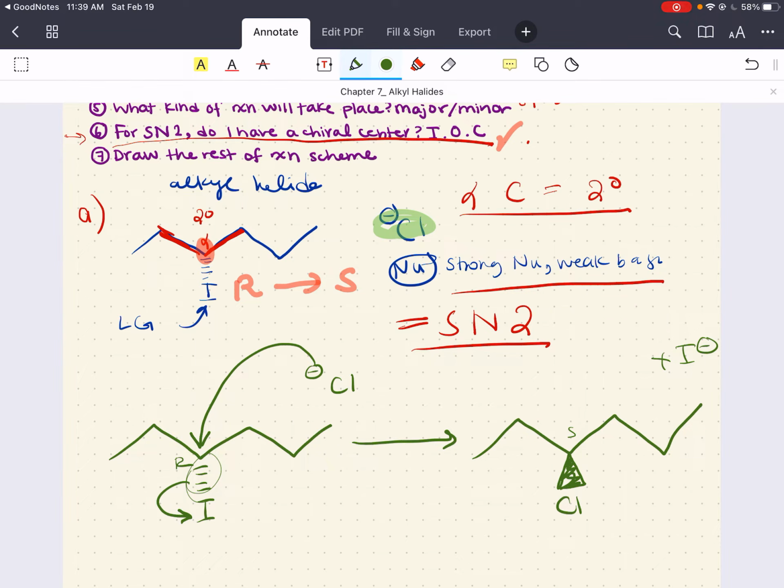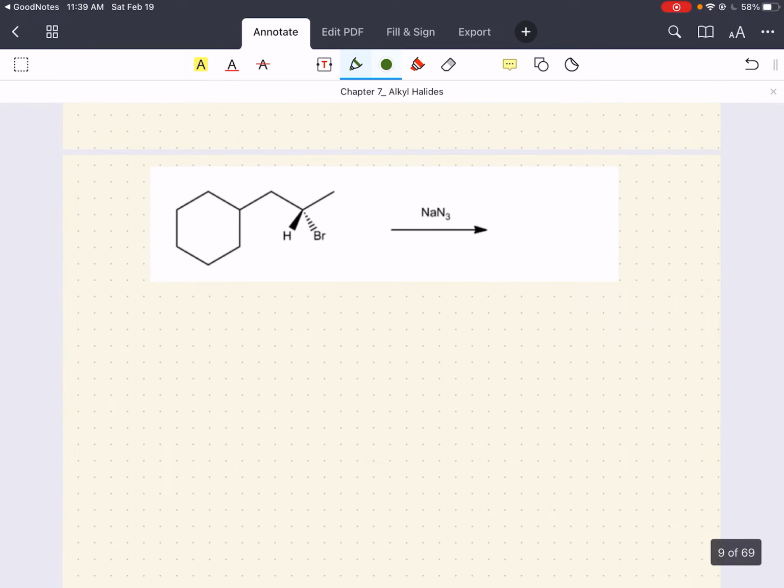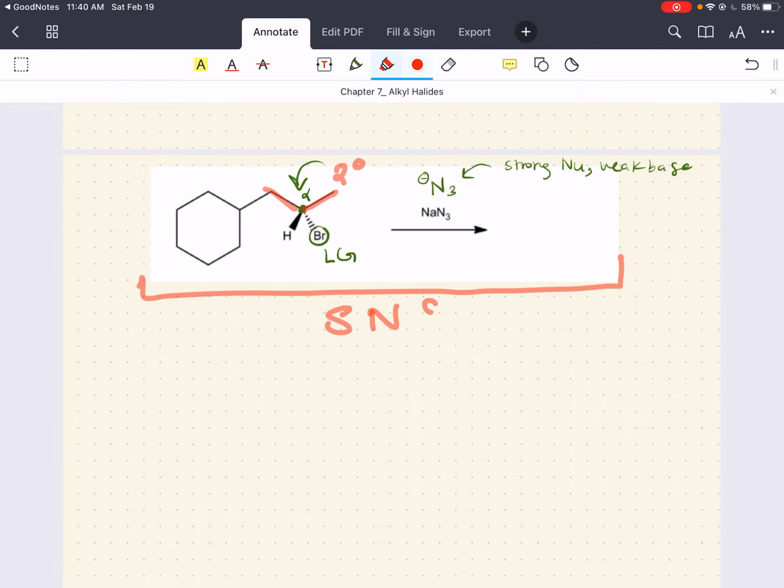Fantastic. Now, let's do one more for good measure, guys. So again, here's our starting material. Here is our alpha carbon because it's attached to this halogen, which is our leaving group. Ignore the Na, N3 minus is our nucleophile. Now, this is a strong nucleophile, weak base. And our alpha carbon is 1, 2, secondary. So we have all the ingredients for an SN2 reaction.